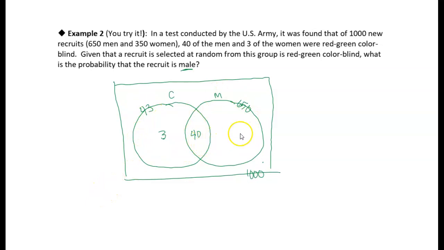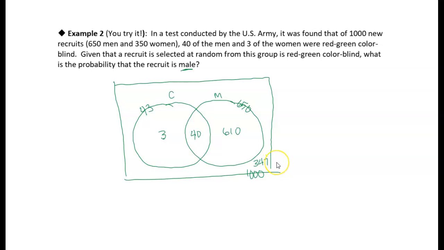Let's see, what else can we figure out? We know that there were 610 males who were not colorblind. And now we can also figure out how many women were not colorblind, right? So basically, we had 350 women, and 3 of them are colorblind, so then 347 have to be not colorblind. Okay, now that should all add up to 1,000 if I did everything right. If I add 3 plus 40 plus 610, that's 653, and that adds up with 347 to be 1,000. Okay, so everything works out.